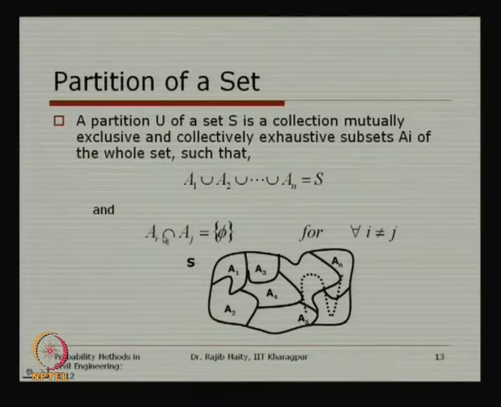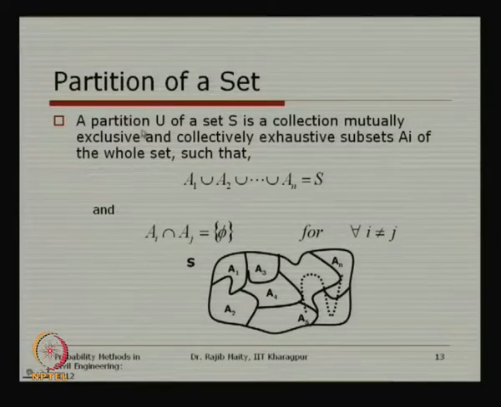And if I take the intersection of any two sets, as long as i is not equal to j, then this intersection, Ai intersection Aj, should be a null set. You see here no events are intersecting each other, so the intersection between any two subsets is the null set. Then we can say that S is partitioned by A1, A2, A3 up to An.